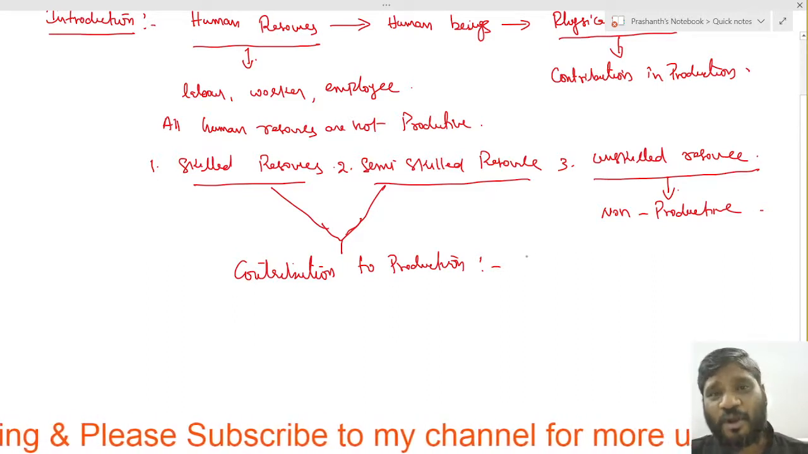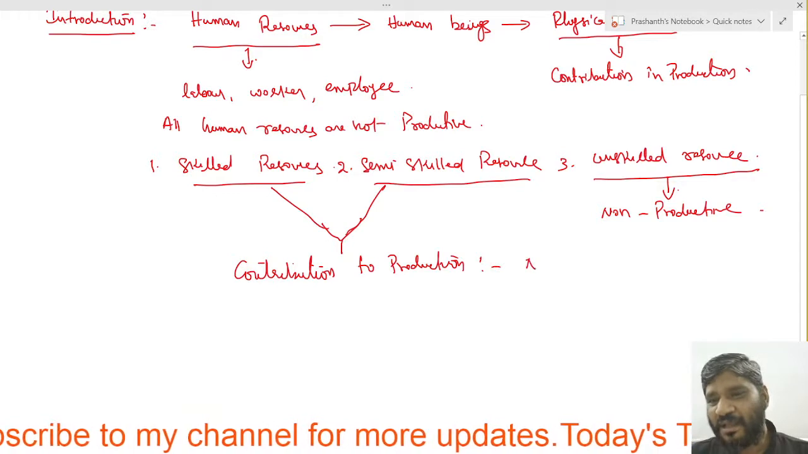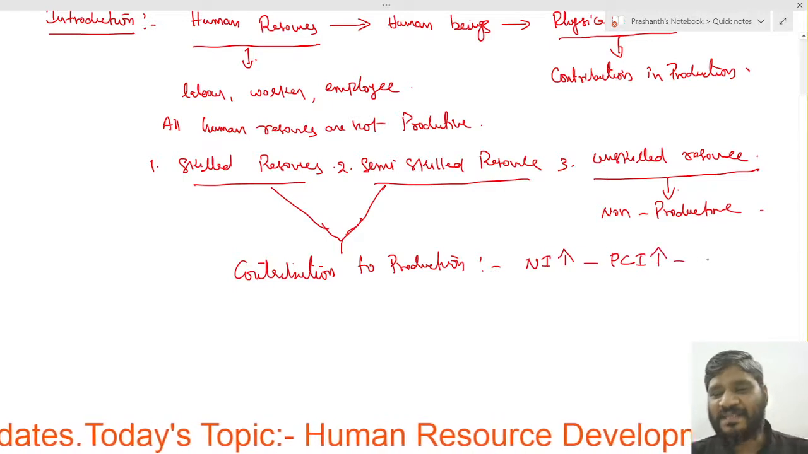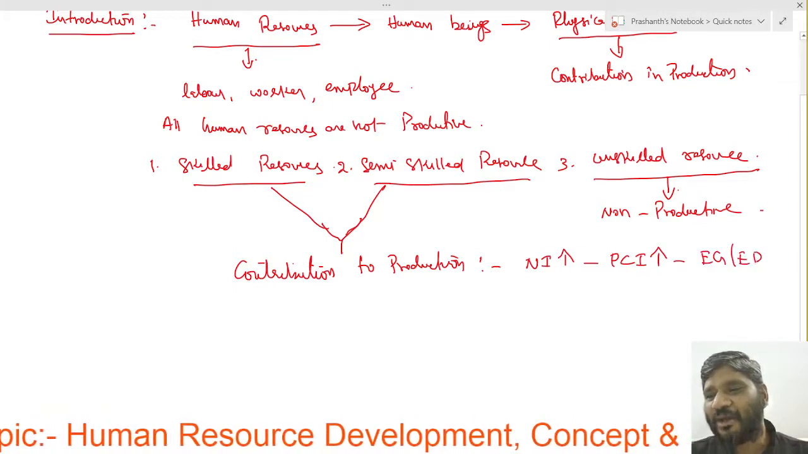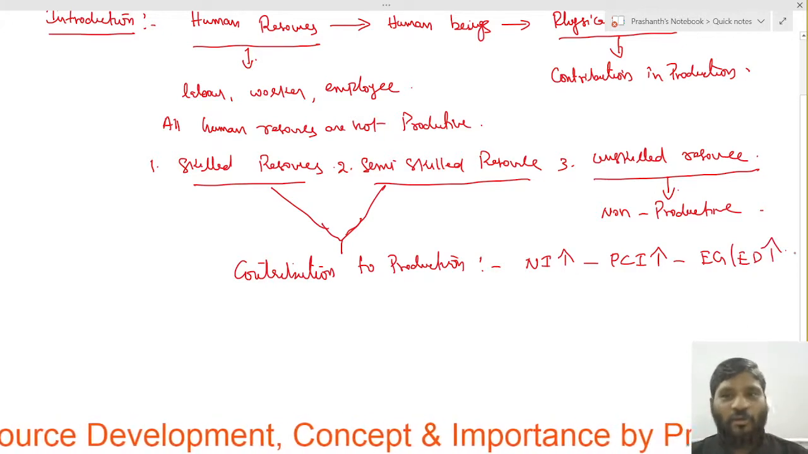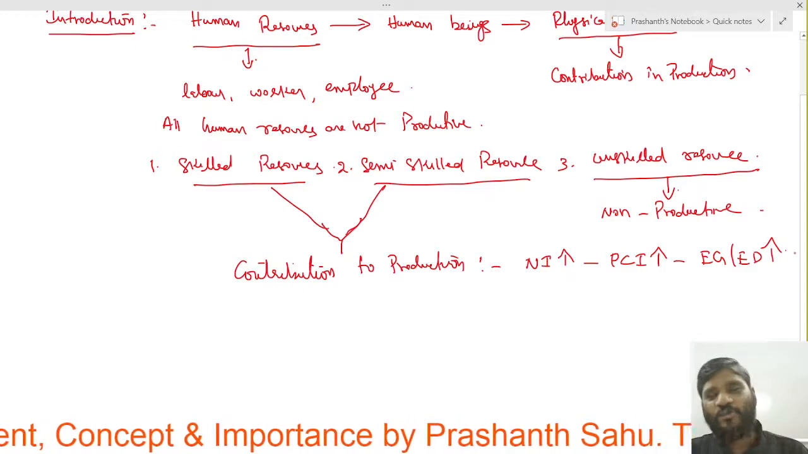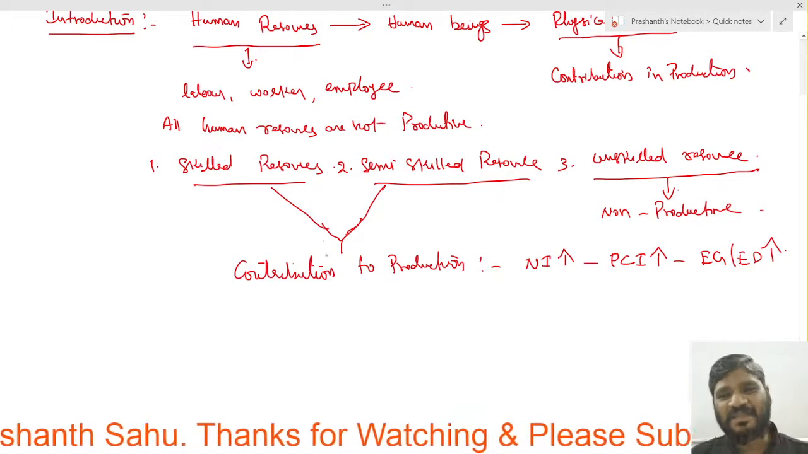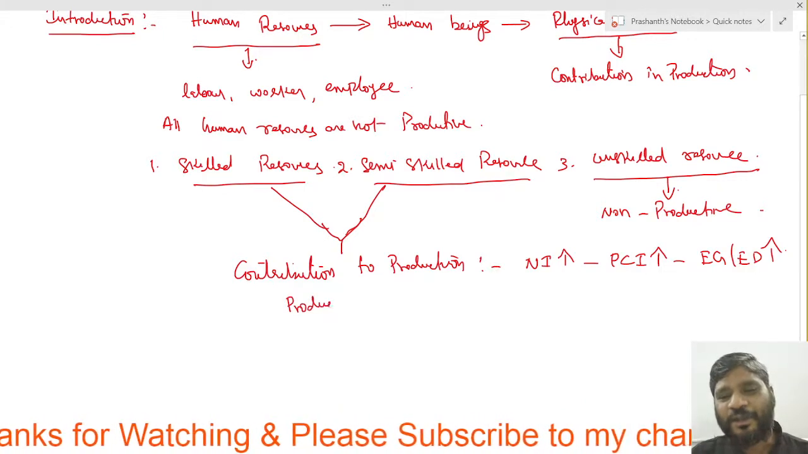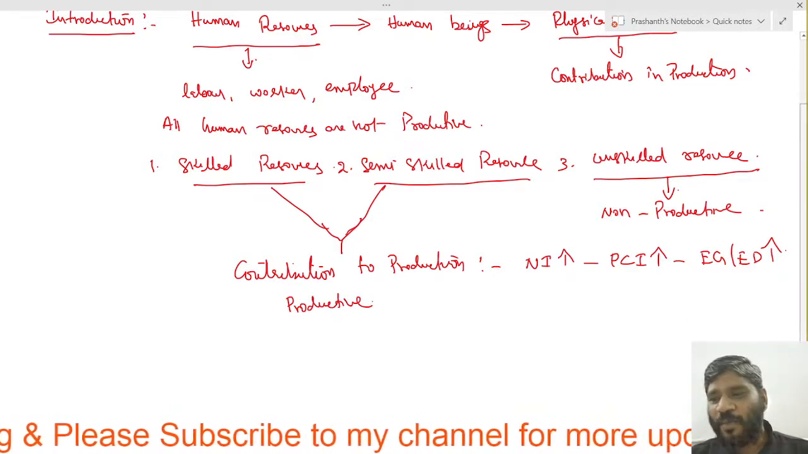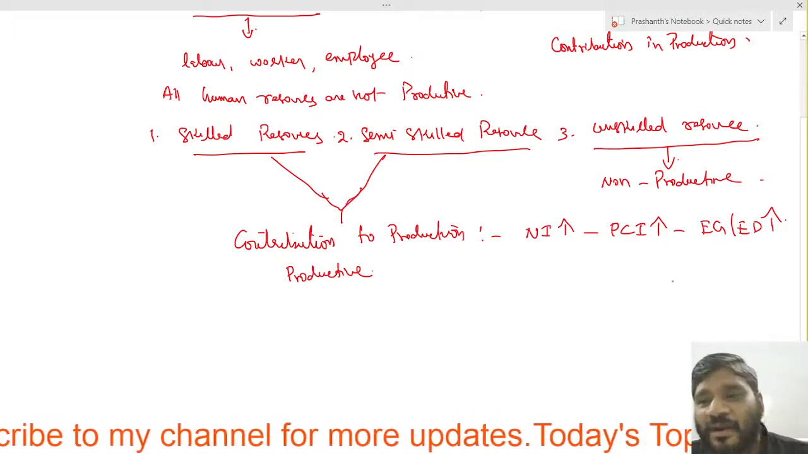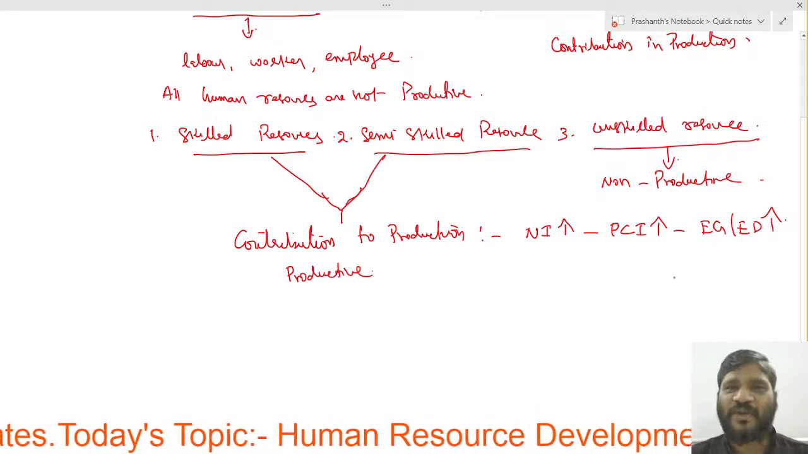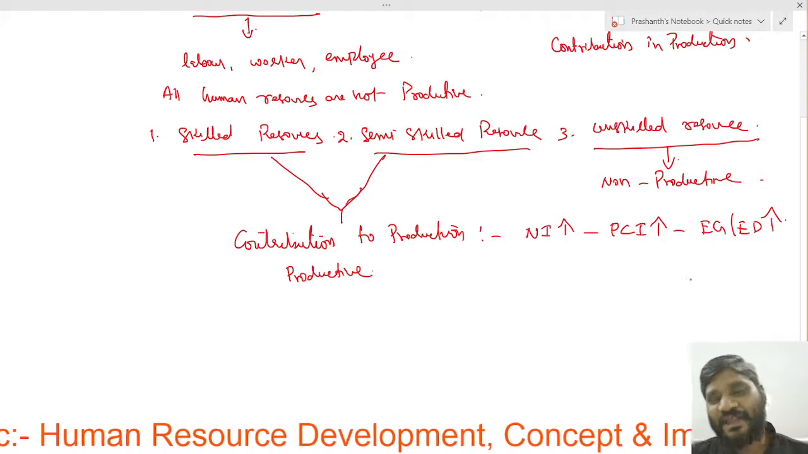So what is the use of their contribution to production? Due to this, we can see there is an increase in national income, an increase in per capita income, an increase in economic growth as well as economic development. So what to do so that all human resources become productive? Here only skilled and semi-skilled are regarded as productive. But what about the unskilled resources? They are non-productive, no contribution. They are completely not useful for production as well as to the nation.